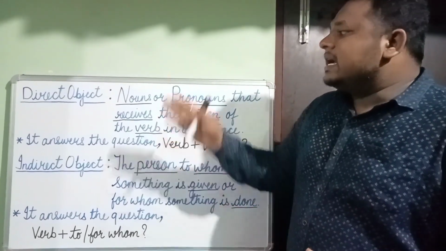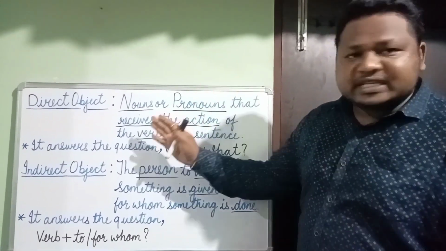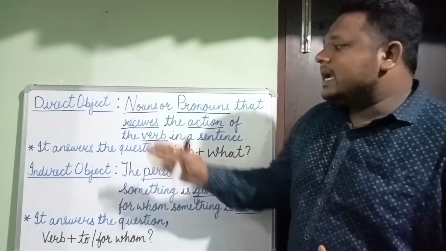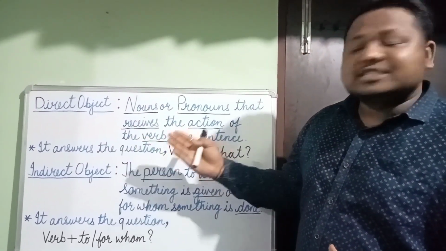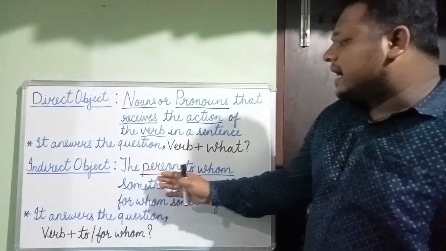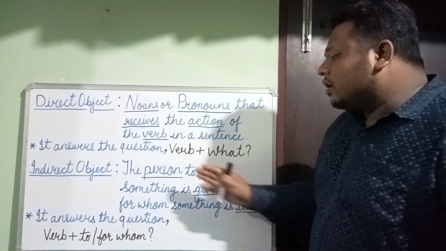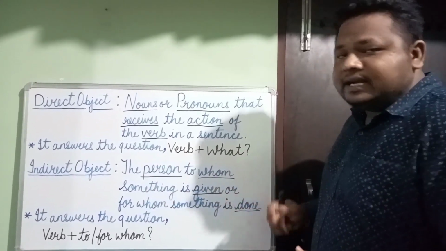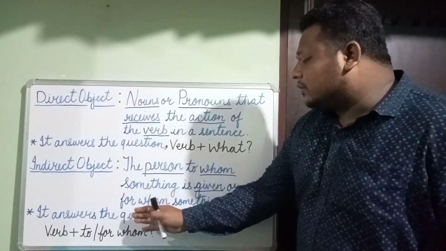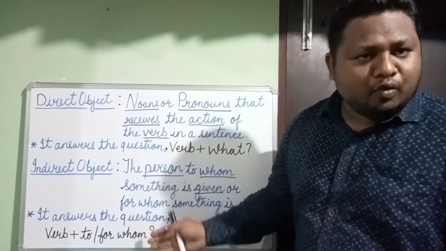So we can define direct object as nouns or pronouns that receive the action of the verb in a sentence, or we can say it answers the question asked to the verb, what. Indirect object, we can define it as the person to whom something is given or for whom something is done, or it answers the question asked to the verb, to whom or for whom.